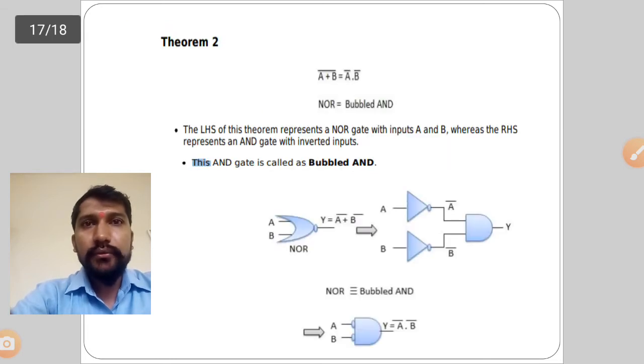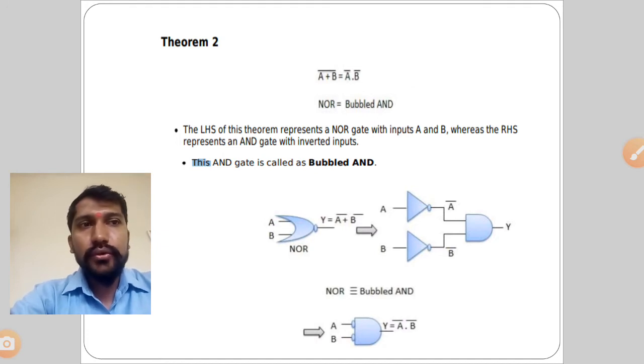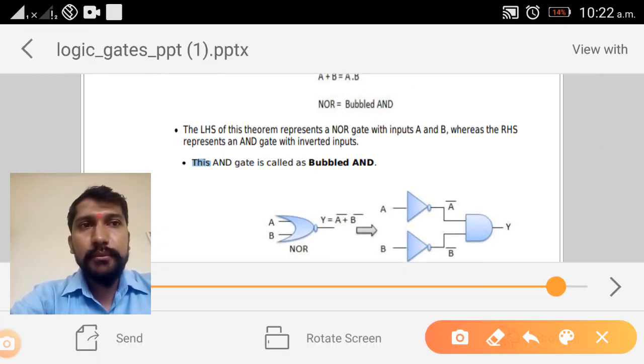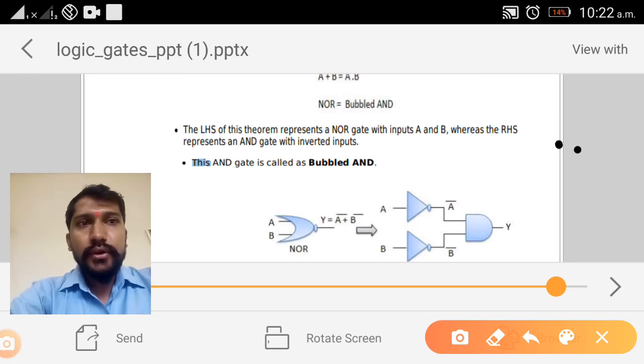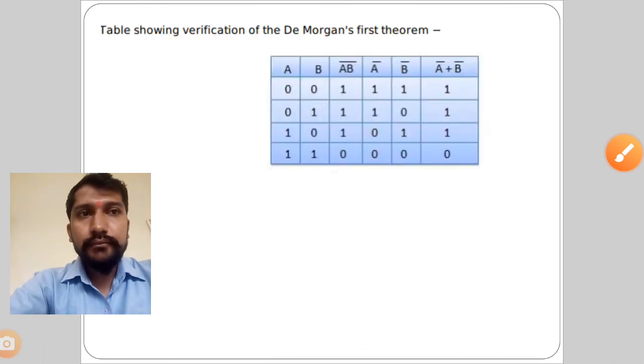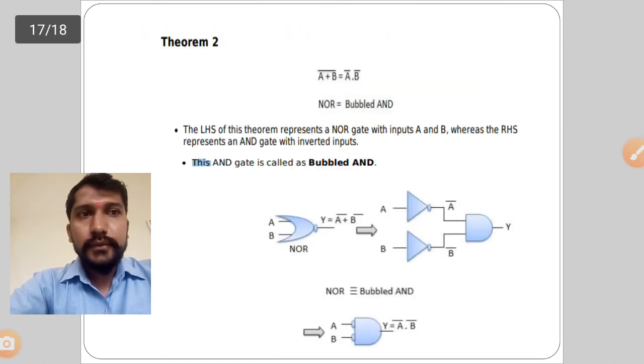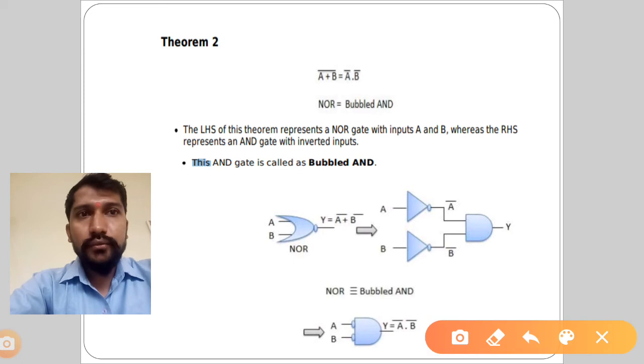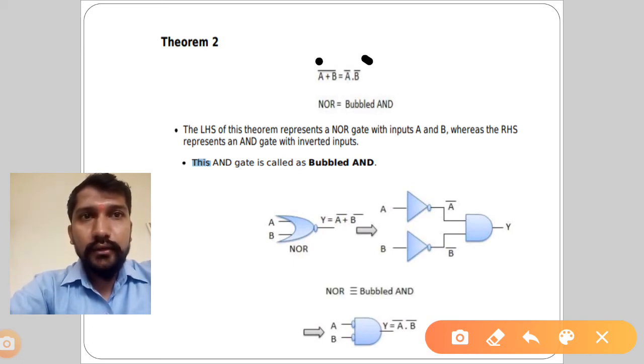So what is the statement of De Morgan's second theorem? Sum of complement is equal to product of individual complements. See the statement properly. It is over here. A plus B bar, that is sum of complement, is equal to A bar dot B bar, which is the product of individual complements.